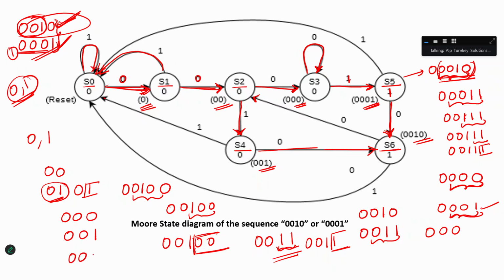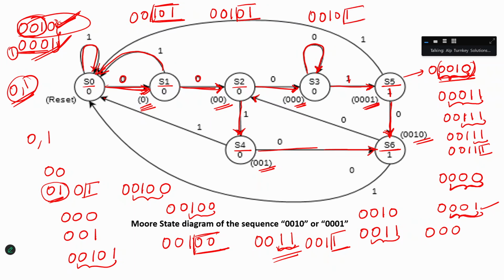Next 0, 0, 1, 0. Next I need to check for 1, no? 1. Next 4 bits: wherever it is matching. 0, 0, 1, 0, 1 is not matching. Okay. Next you write 0, 0, 1, 0, 1. 3 bits, anywhere matching? No. 3 bits not matching. Next 0, 0, 1, 0, 1. 2 bits matching? 0, 1, anywhere matching? Not matching. Next 0, 0, 1, 0, 1.